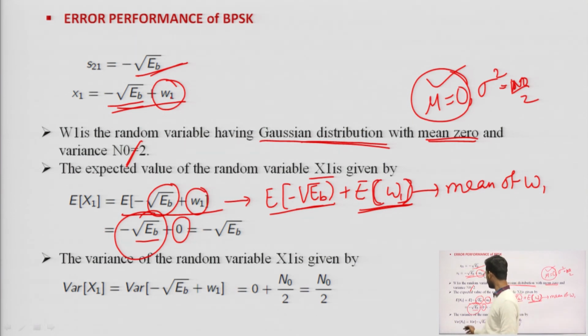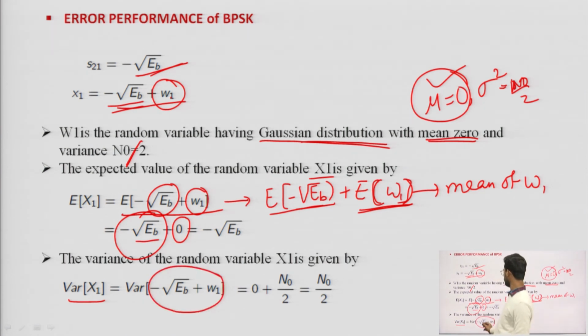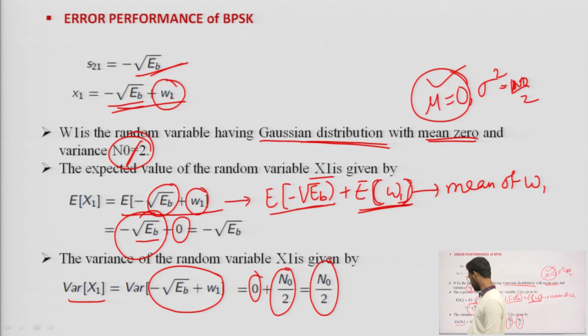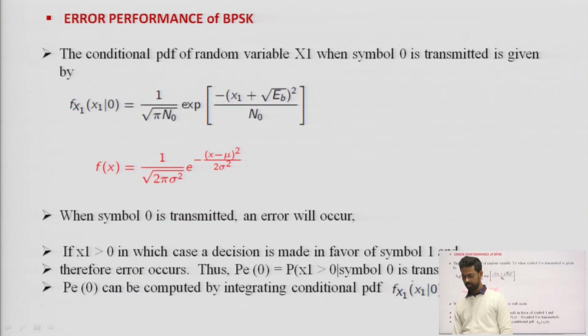Similarly, the variance of x1 equals the variance of minus root Eb plus W1. As root Eb is a constant, it has no variance, so that is 0. But W1 has a variance of N0 by 2. After adding these, the total variance of x1 is N0 by 2.